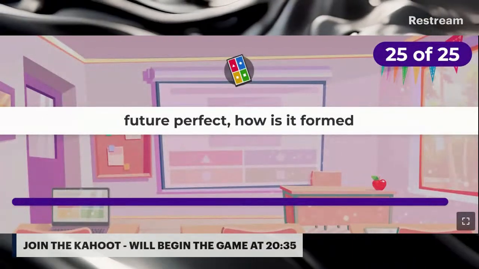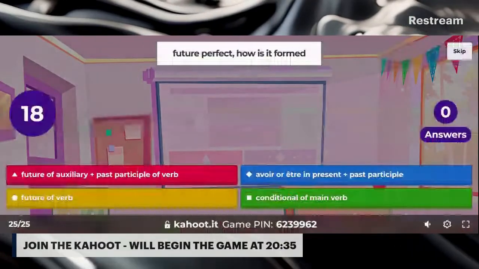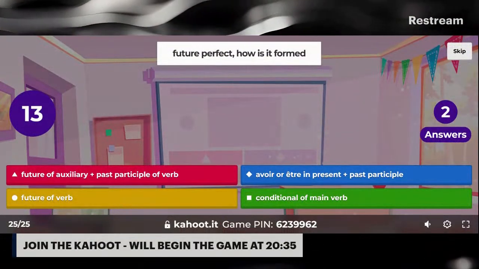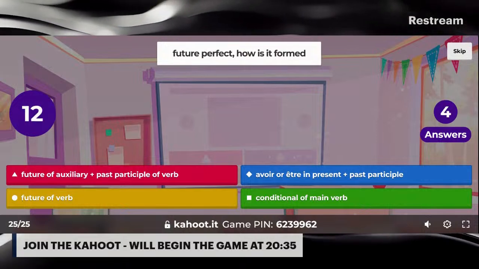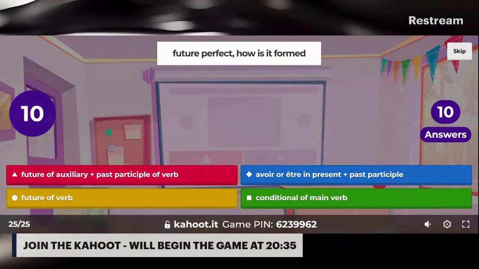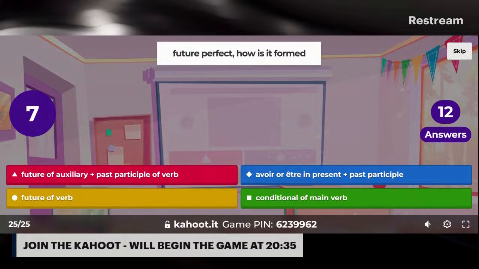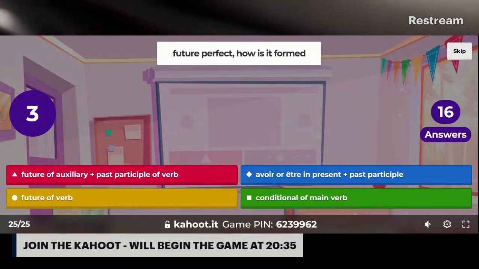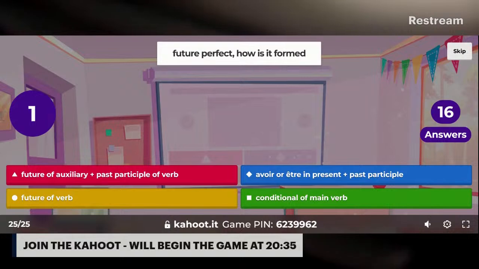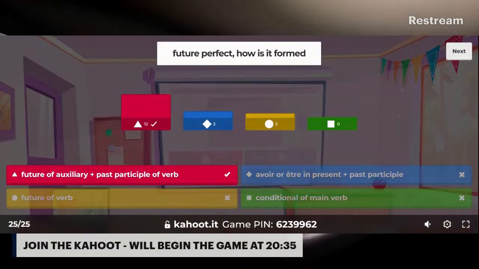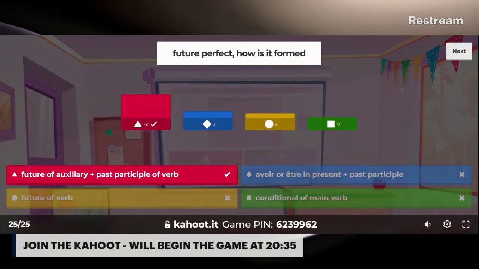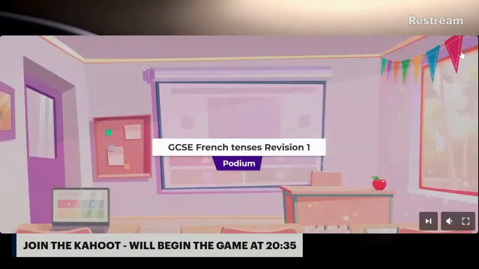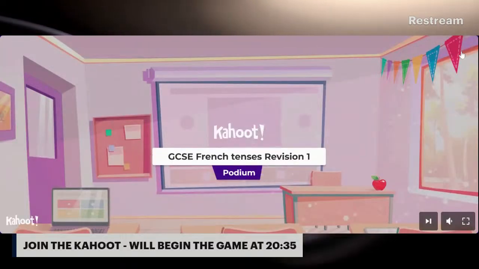Future perfect. How is it formed? Is it the future of the auxiliary plus the past participle of the verb, avoir or être in the present tense plus past participle, the future of the verb, or conditional of the main verb? Well done to those of you who said red. Well done to Mozart, and well done to the 12 of you playing the game. That's amazing. And the results.